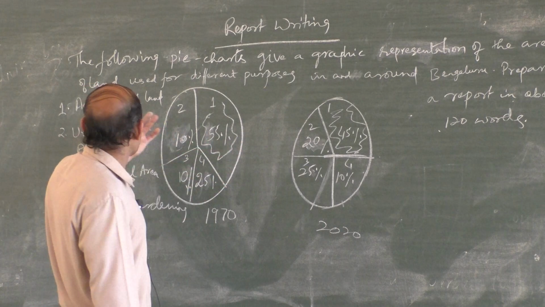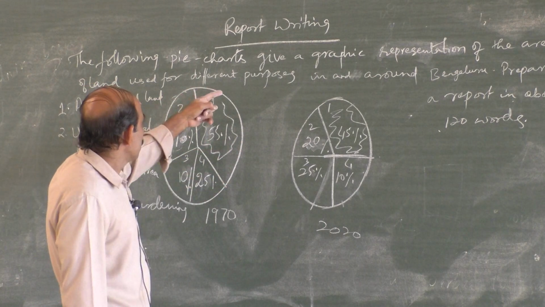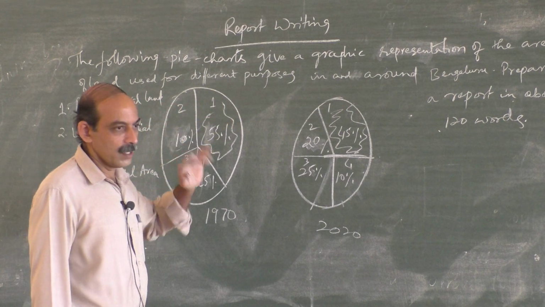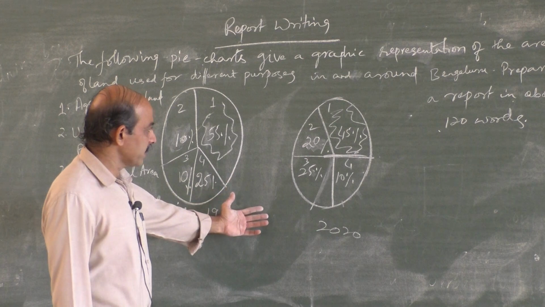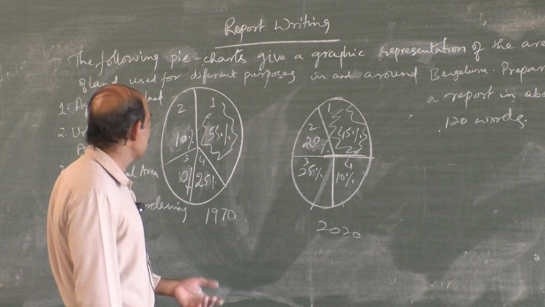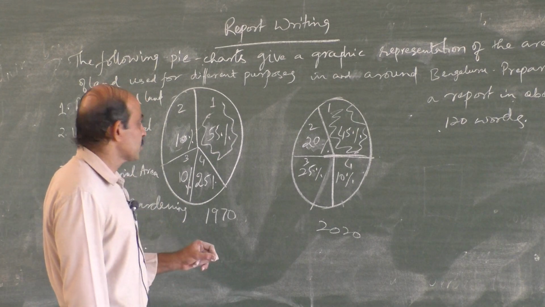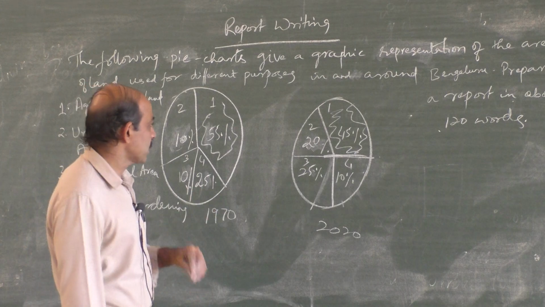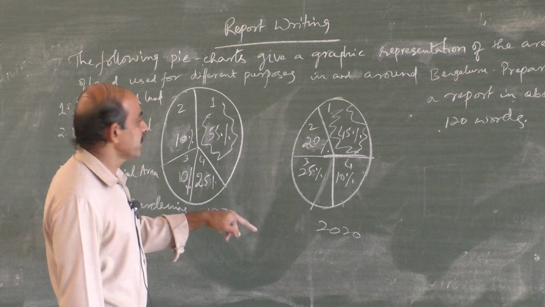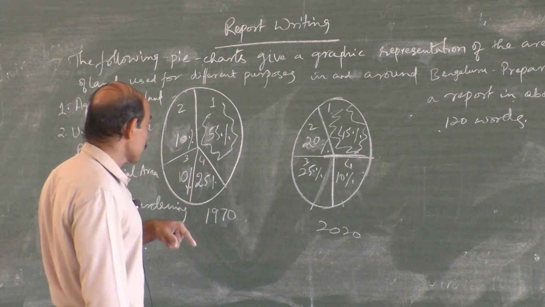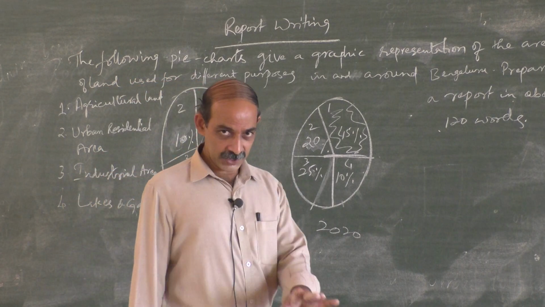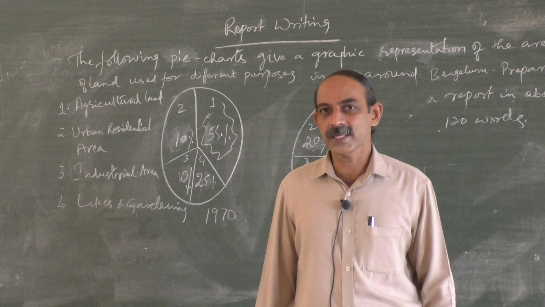You can write: the following pie charts give a graphic representation of the area, etc. It is given there. When you write there, you don't have to draw the chart because it is already available in the question paper. What you have to write is that the pie charts, remember, if two pie charts are available, the pie charts give a graphic representation of the area of land used for different purposes in and around Bengaluru. This is the first statement that you must write.